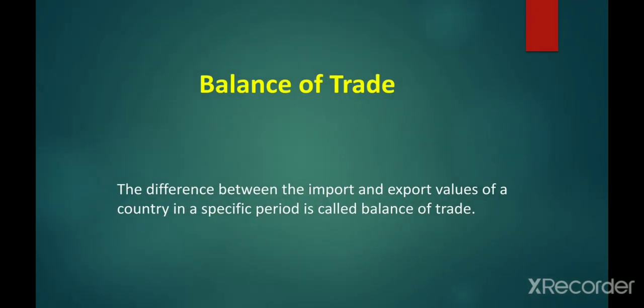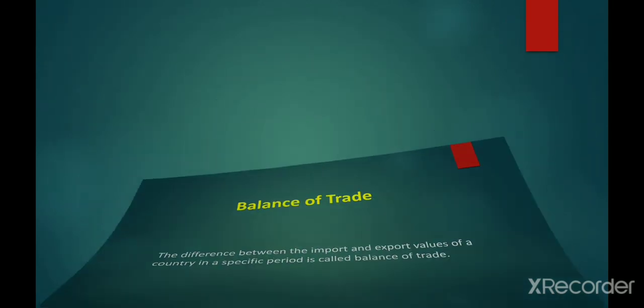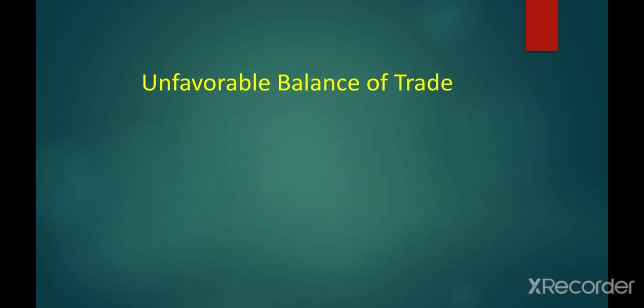See, next point, balance of trade. The difference between the import and export values of a country in a specific period is called balance of trade. Means here, there is a difference between the import and export values of a country in a specific period, it is called balance of trade. See, balance of trade is divided into three parts. First is unfavorable balance of trade, second is favorable balance of trade, and third is balanced balance of trade.